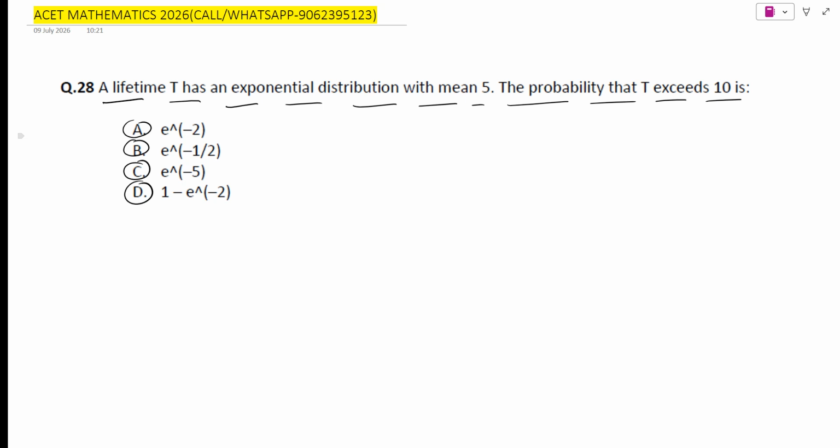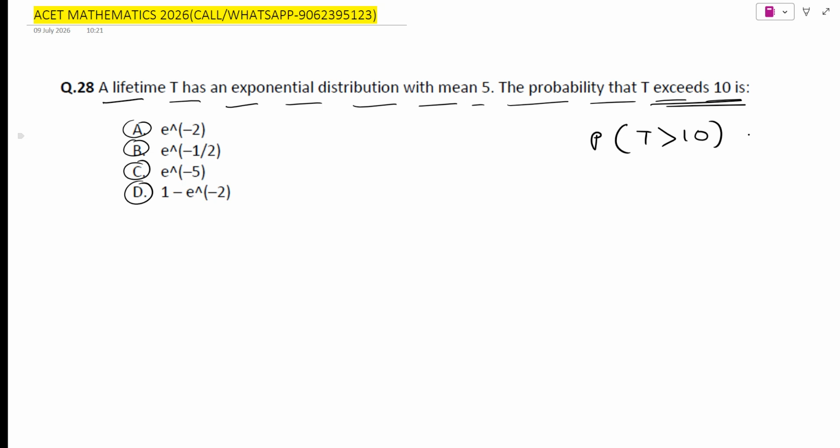Look, the phrase "t exceeds 10" means probability of t is greater than 10. Many students make the mistake of interpreting exceeds as less than. So always remember, exceed means greater than, at most means less than or equal to, and at least means greater than or equal to. Understanding the language of probability is just as important as knowing the formulas.